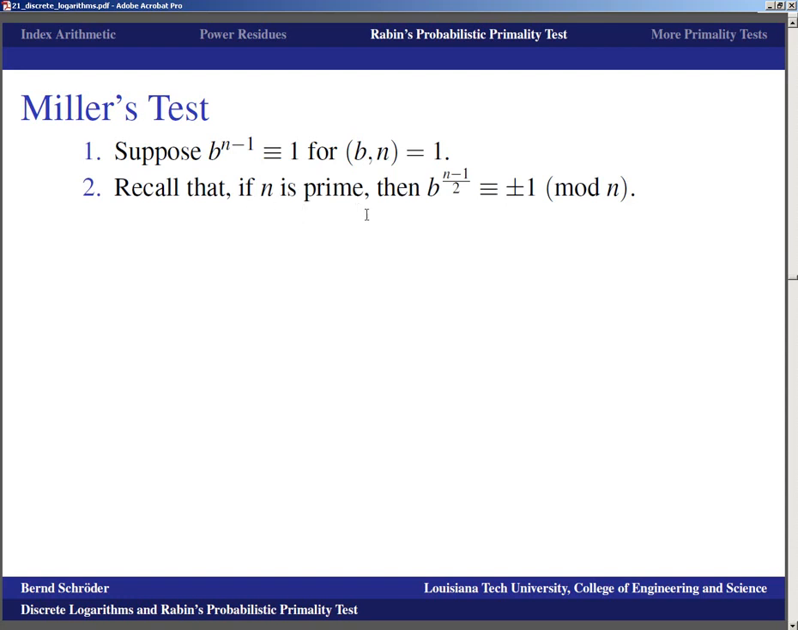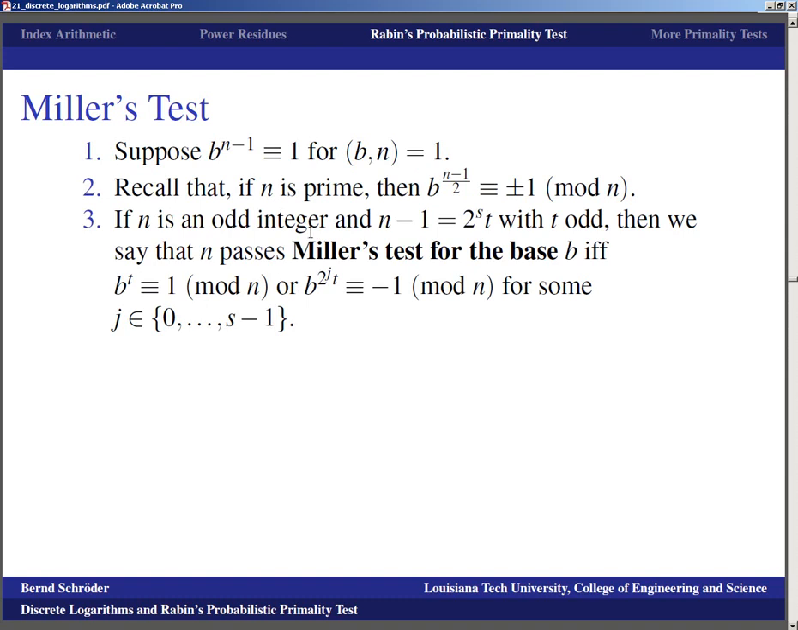And then we recall that if n is prime, then b^((n-1)/2) is plus or minus 1 modulo n. And so now if n is an odd integer and n minus 1 is 2^s times t, this, I think, pretty much canonical way to write down an odd number, a power of 2 times another odd factor, so 2^s t with t odd. Then we say that n passes Miller's test for the base b if and only if b^t is equivalent to 1 modulo n, or b^(2^j t) is equivalent to negative 1 modulo n for some j from 0 to s minus 1.